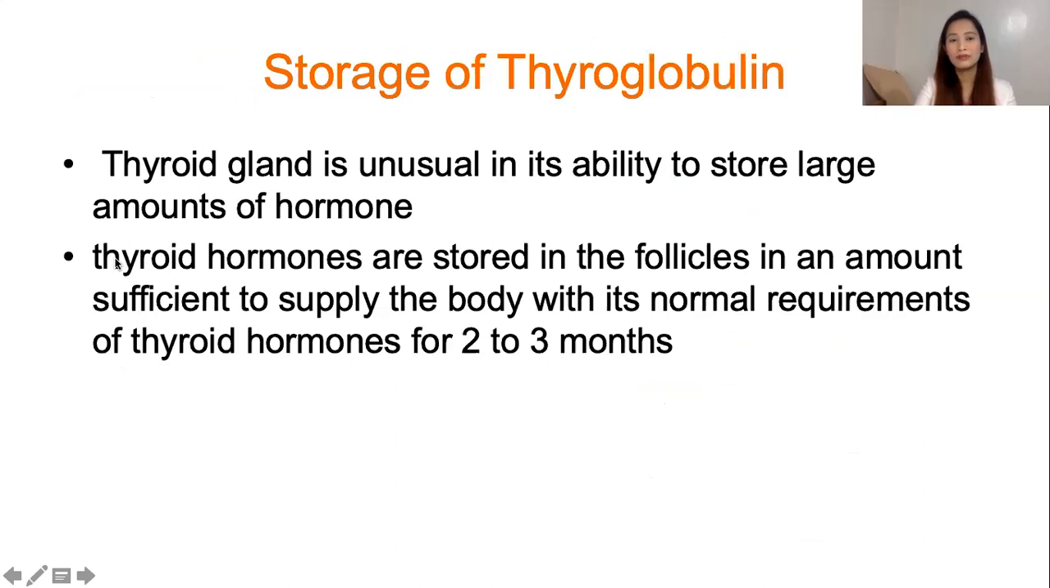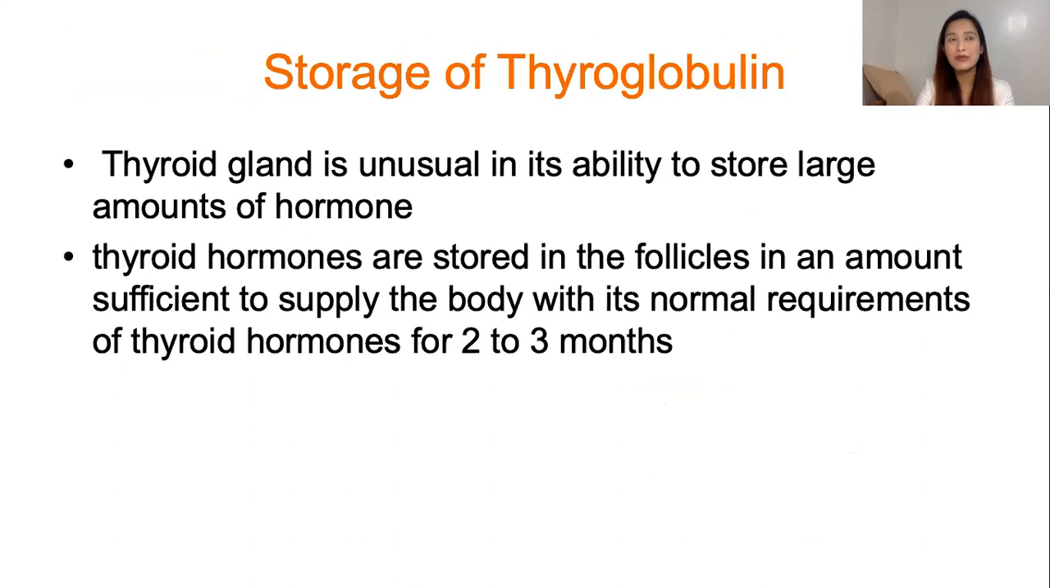So your thyroid gland is unusual in its ability to store large amounts of hormones. Unlike the other glands in the body, like the pituitary or your ovaries or your testes, they don't really store large amounts. Even your adrenals don't really store large amounts of hormones. But the thyroid can store large amounts of hormones.